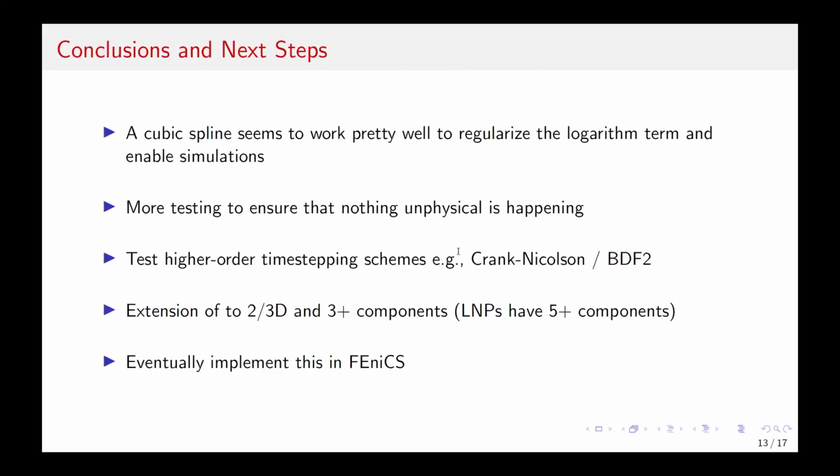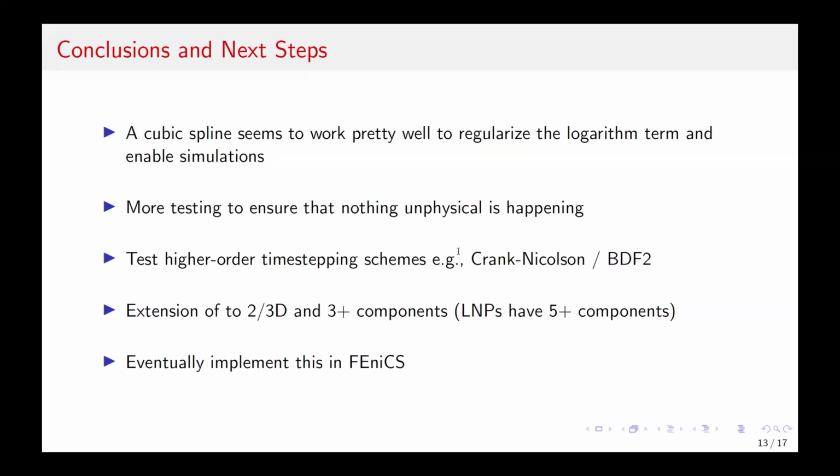Now, next steps. As I said, it seems to work pretty well, but there's a lot more testing I need to do to see that it works properly. And I need to extend this to more efficient stepping schemes rather than just backward Euler. So I'll see if I can get into Crank-Nicolson or BDF or try some IMEX scheme to make it a linear solve instead. We also need to move it to 2 or 3 dimensions because these nanoparticles are forming in 3-dimensional systems, and they have like 5 components. So I need to handle all 5 components.